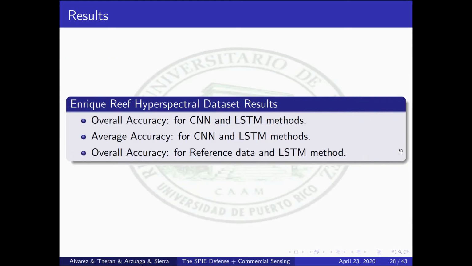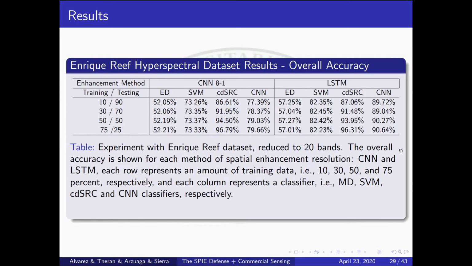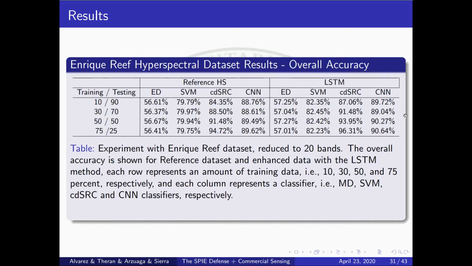Results for the Enrique Reef hyperspectral dataset. In this case, the long short-term memory has 12 points more than the CNN method. For example, compare the 10% of training data. You pass from 77 to 89, and in the average accuracy it is the same result. Comparing with the reference hyperspectral image, you now have better results with the long short-term memory.